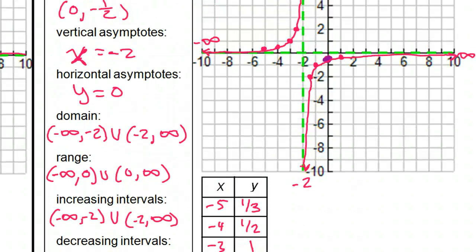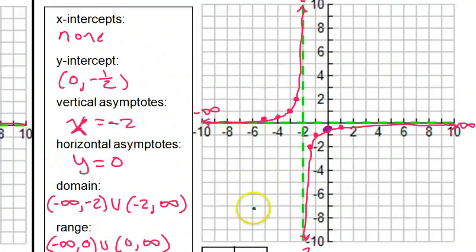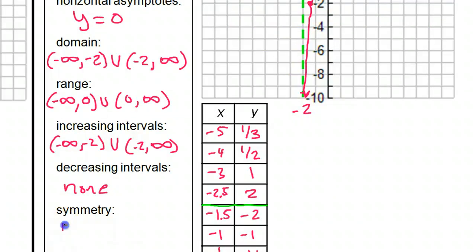Okay, and this does not have any kind of even or odd symmetry. It's close to being odd symmetry because it has rotational symmetry around this point, negative 2 comma 0. But to be odd, it has to be the origin. So we're going to go ahead and say symmetry, neither.